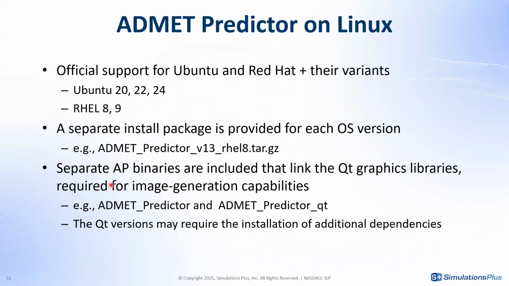And then we will have separate binaries, one of which will link against Qt graphics libraries, which will be required for the image generation capabilities. So there'll be an ADMET Predictor and an ADMET Predictor Qt. The Qt version is likely to require a couple of additional dependencies. So if you're not interested in the new feature to produce image files, then we'd recommend using the version that doesn't link Qt, just to simplify the install process.